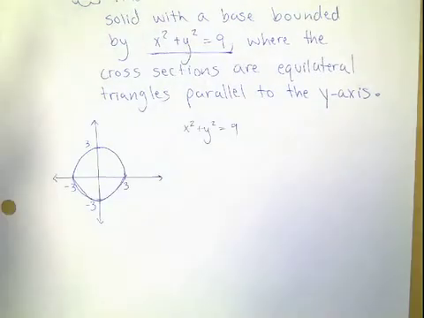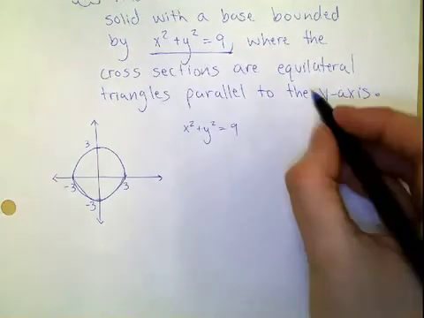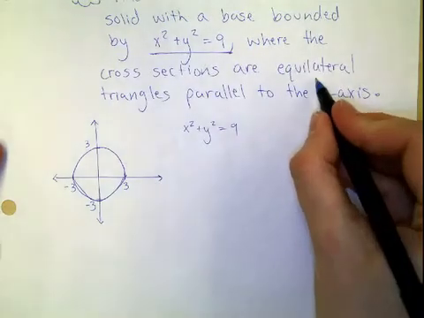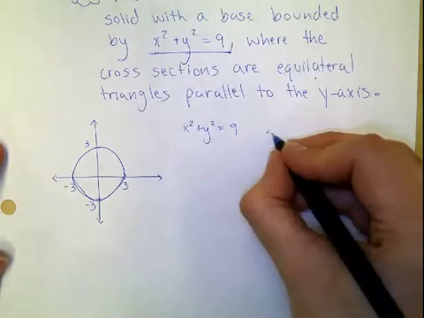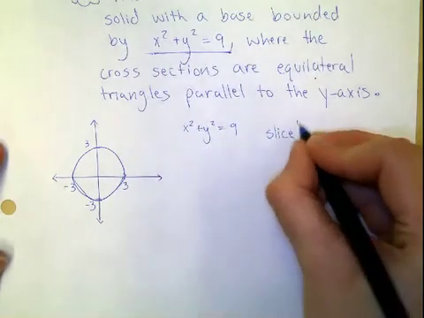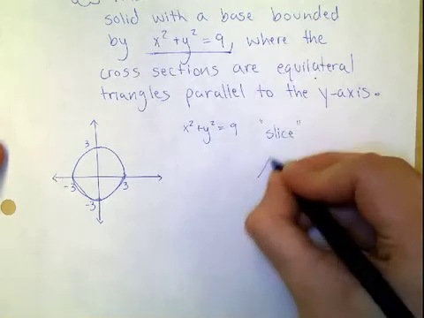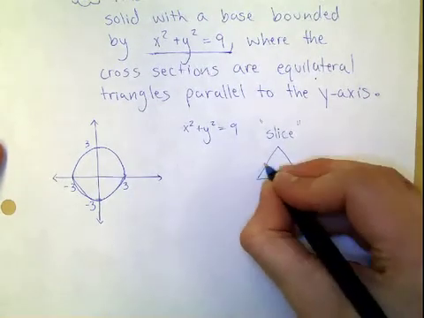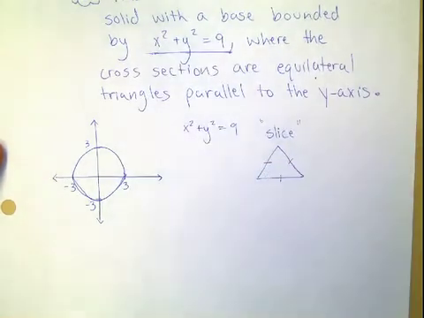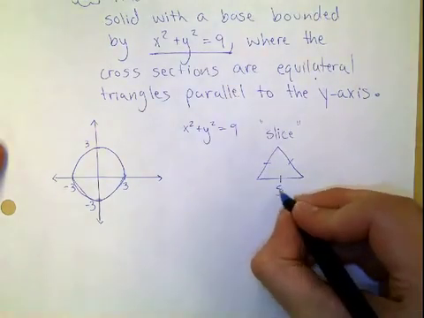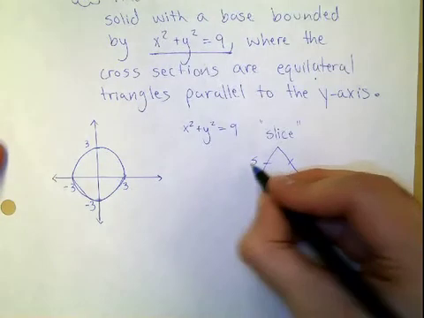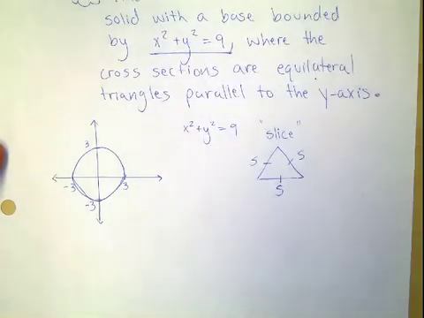Okay, there's my circle. And we are going to stack equilateral triangles parallel to the y-axis. So my slice, my object that I'm stacking, is an equilateral triangle, a triangle with 3 equal sides. And I happen to know that if we call the side of our triangle S, then this is S and this is S. All 3 sides are equal.